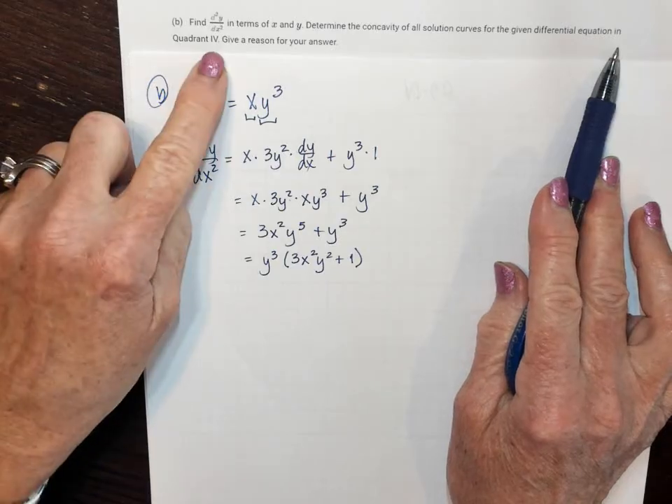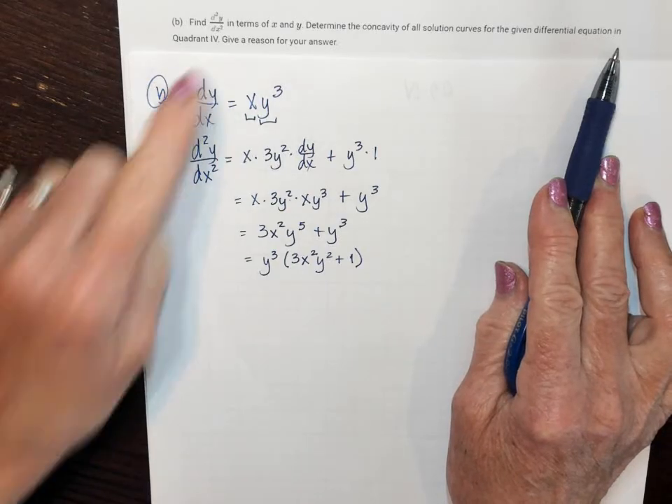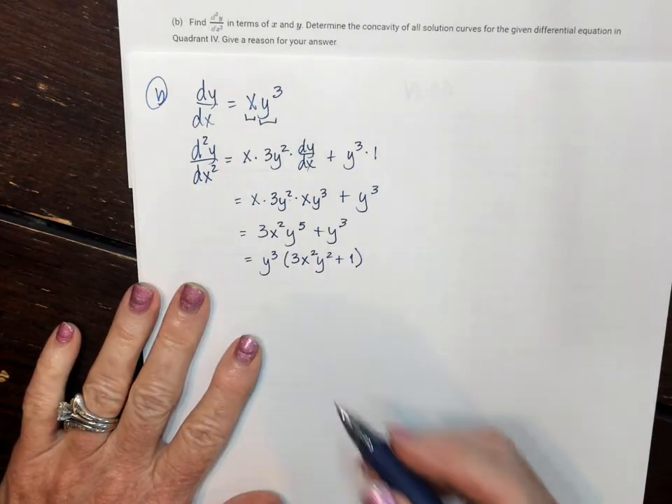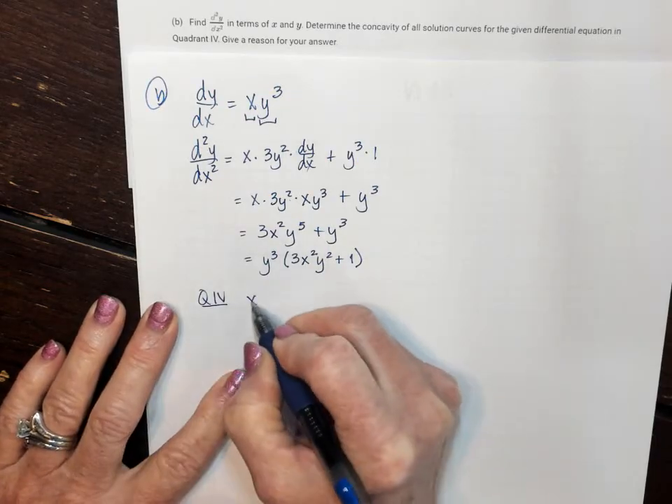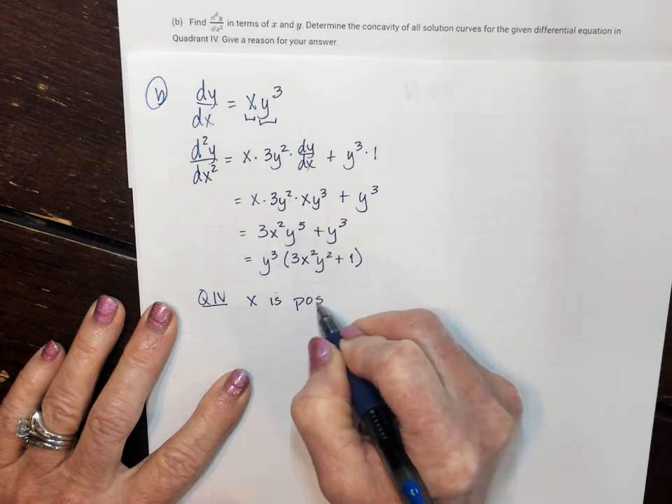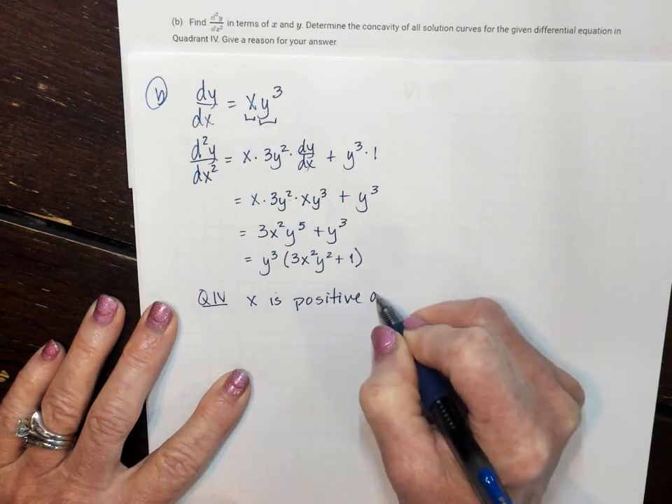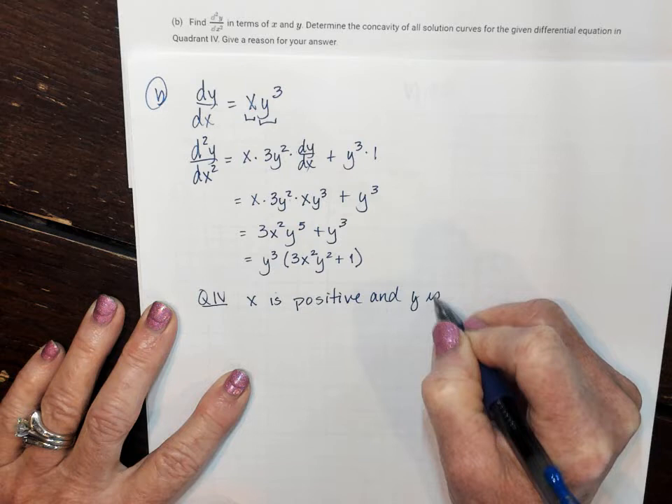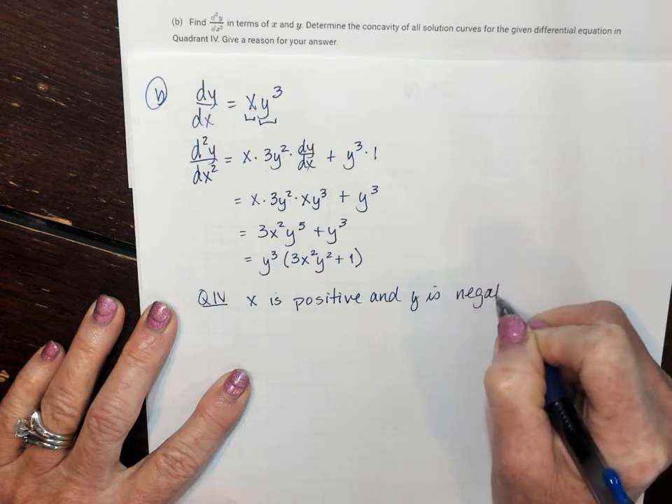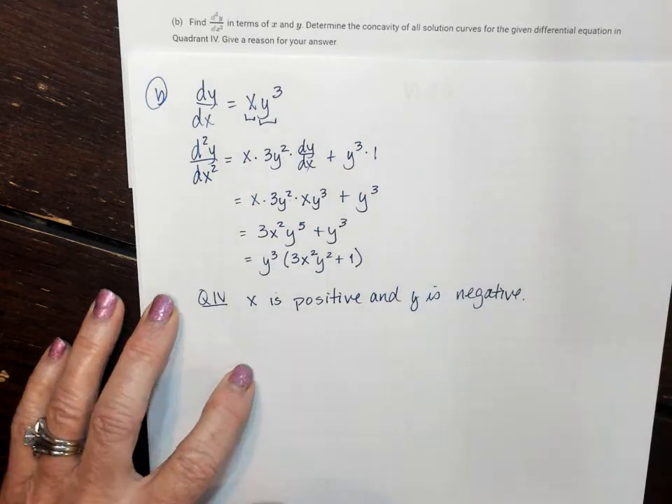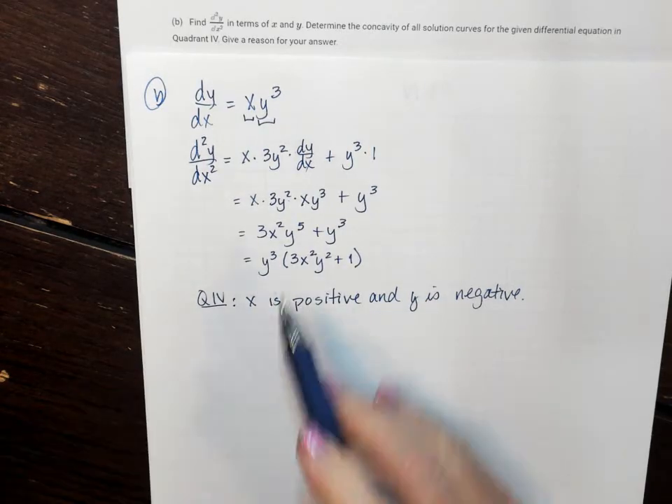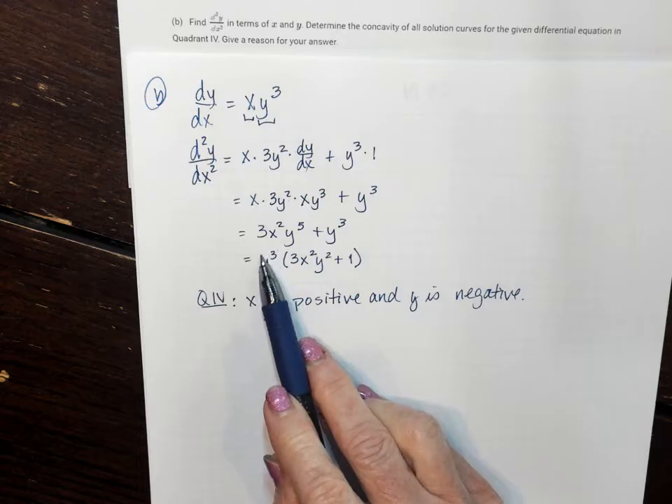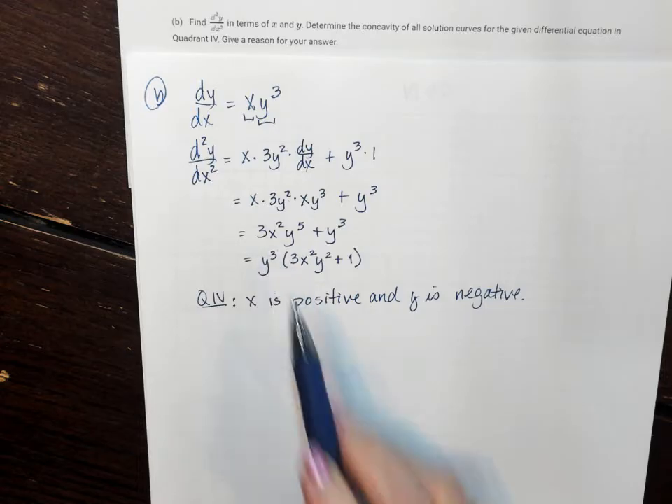All right, now there's your second derivative, but it asks you to determine the concavity of all solution curves for the differential equation in quadrant 4. So in quadrant 4, x is positive and y is negative. Okay, that means if I look up here, this y cubed piece will be negative.